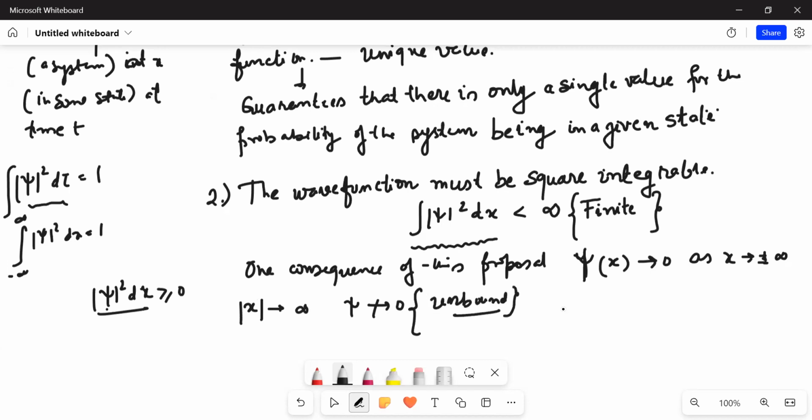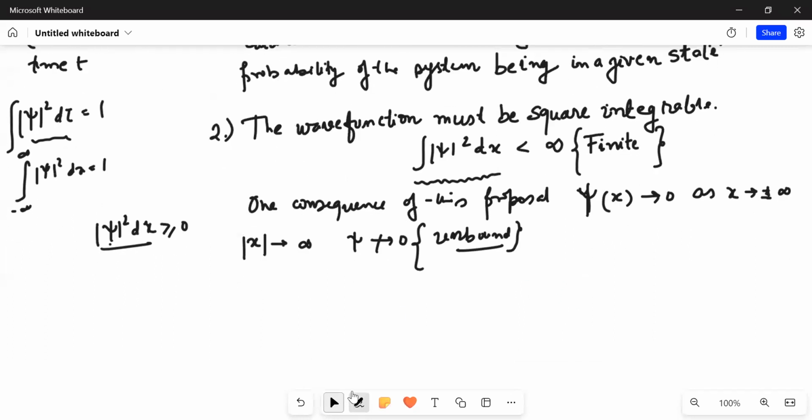So for bounded systems, one of the conditions that follows is that as x tends to plus minus infinity, psi(x) must be tending to zero. Because if at x equals plus minus infinity, that is at a large distance, there is some wave function left, it implies that the system cannot be bound. So one of the things that follows from the square integrability of the function is that psi(x) must tend to zero as x tends to plus minus infinity for bound systems.